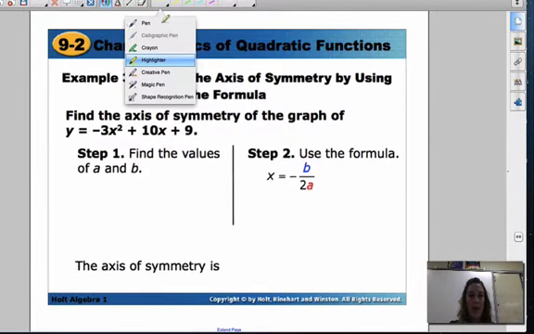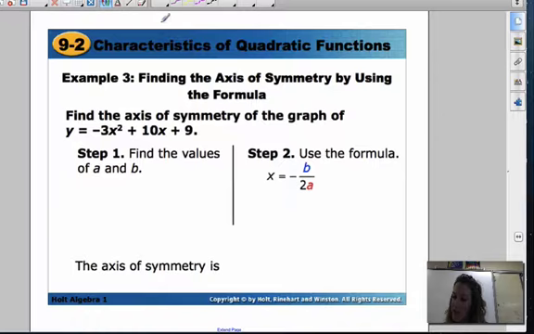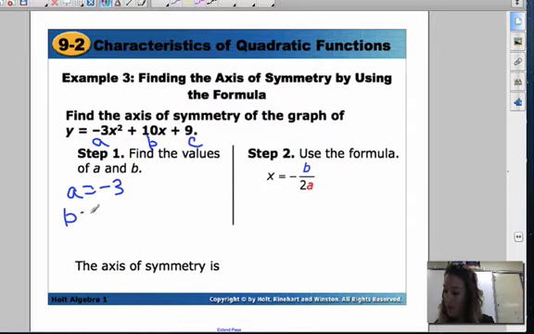Okay, so let's try this. First thing that we need to do is identify the a and b values in an equation. So I'm looking at this example they have up here. Remember, the number in front of x squared is a, the number in front of x is b, and the last integer is c. So a equals negative 3 and b equals 10. I'm going to use this formula to plug in my values. Now, make sure you see that we have this negative out front.